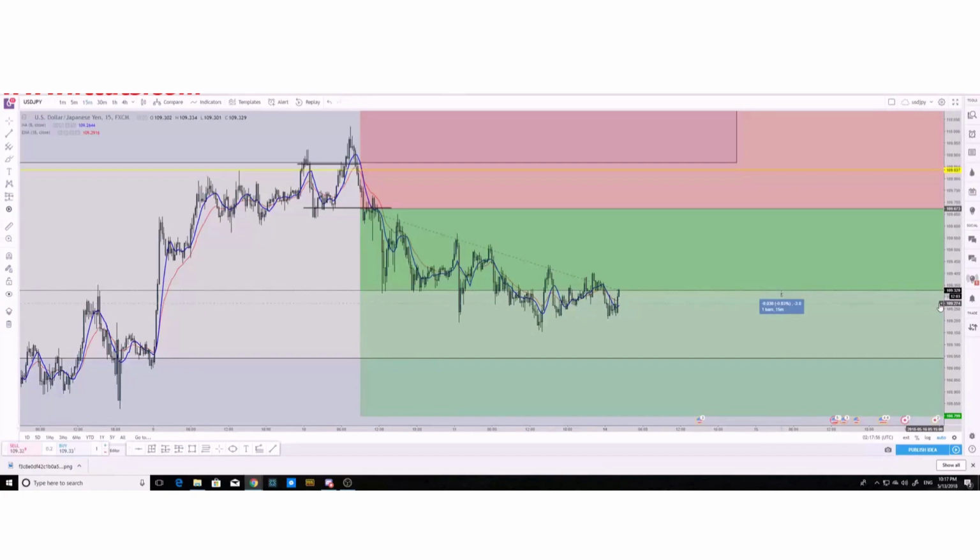I'm going to repeat this again. 10 micro pips equals 1 pip. It's as simple as that. I'm not going to be telling you guys what a pip is for an hour, so just get right into it.